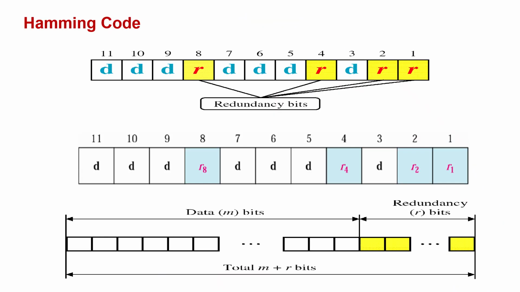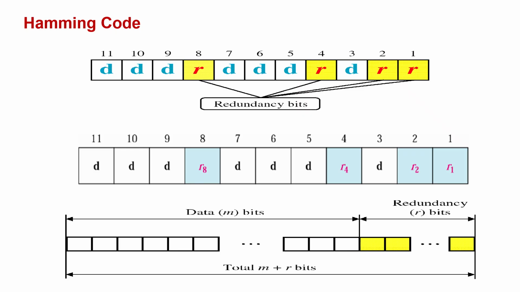The Hamming code, a famous error correcting technique developed by R.W. Hamming. The Hamming code can be applied to data units of any length and is based on the relationship between data bits and redundancy bits given by the formula 2^r >= m + r + 1, where m is the number of data bits and r is the number of redundancy bits.